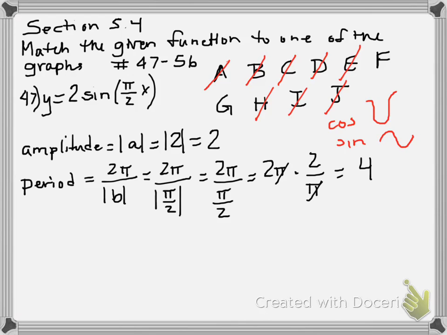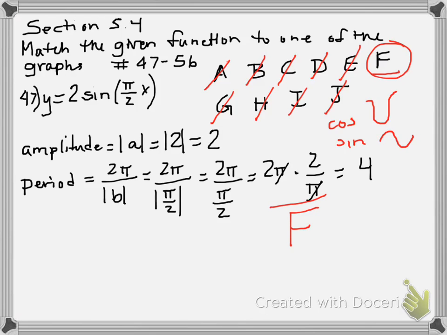Alright, so now I see F. When I look at that, it is a sine function. It's going from 0 to 4, and that's what the period needed to be, from 0 to 4. So F is a contender. I'm just going to underline that one. If I turn the page and look at G, G is not a sine graph, it's a cosine, so it can't be G. So in this case, my answer is F.